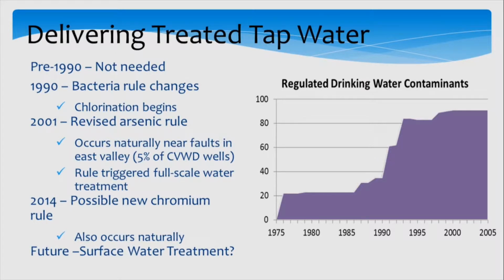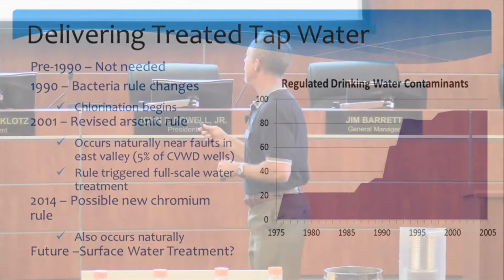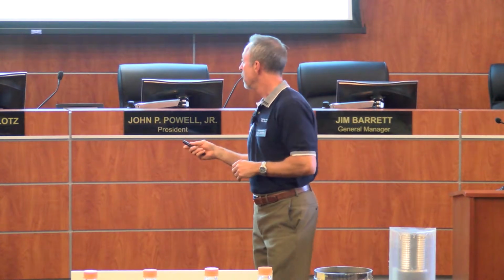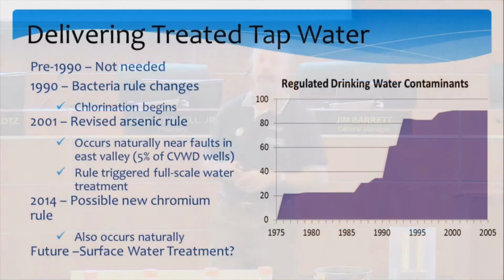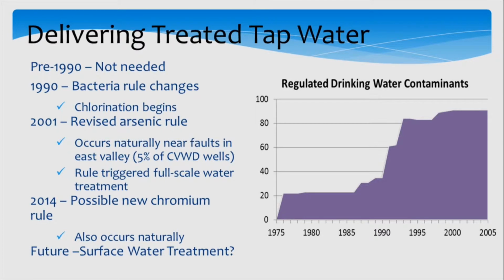So for the first time, we had to actually remove something from our groundwater to comply with the standards. We did a lot of research and installed water treatment plants down at 3 sites to treat about 5% of our water that was affected by that new rule. And currently, we're looking at a possible new standard for chromium. We expect a draft rule maybe this summer. And again, chromium is a naturally occurring sediment. It occurs in our water here. It's always been there. And so that's something we'll be watching closely.